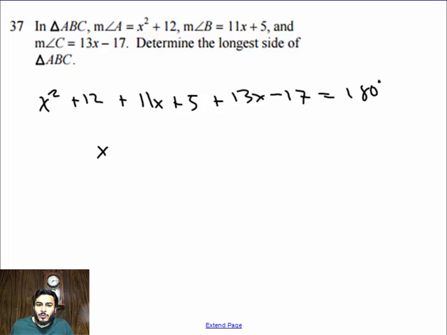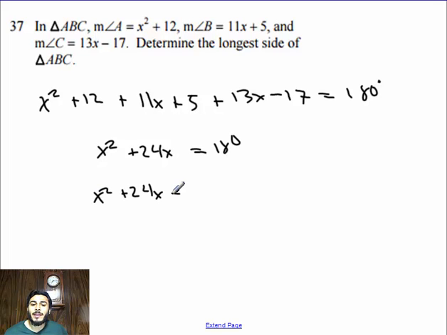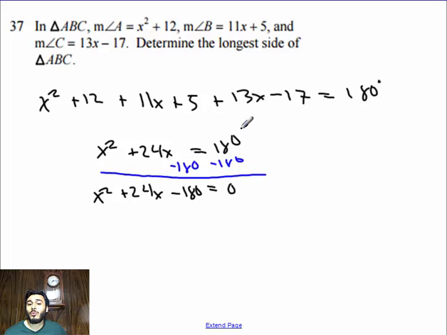When we combine like terms, we'll get x squared plus 11x plus 13x, that's going to be 24x. Then 12 plus 5 is 17, minus 17, they're going to cancel out. So we get x squared plus 24x equals 180. It's a quadratic, so we have to set it equal to 0. We will get x squared plus 24x minus 180 equals 0, because I subtracted 180 from both sides. That's what you're supposed to do when you're trying to solve a quadratic. You want to set it equal to 0.